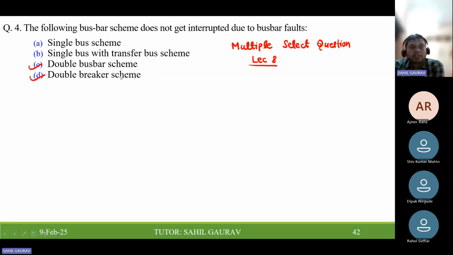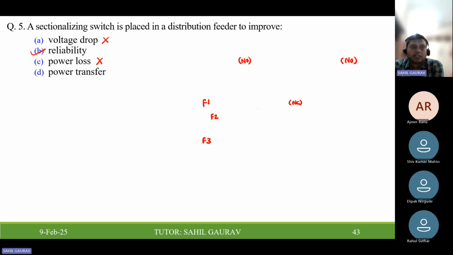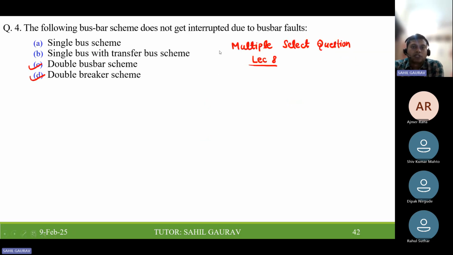While the double bus bar scheme and double breaker scheme have the flexibility, even if a bus bar fault happens, they can provide the power to the feeders. So C and D are the correct options. You can refer to lecture 8 to study different types of physical arrangement or busbar arrangements.